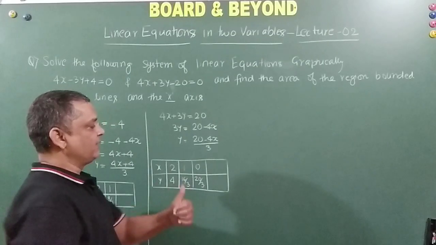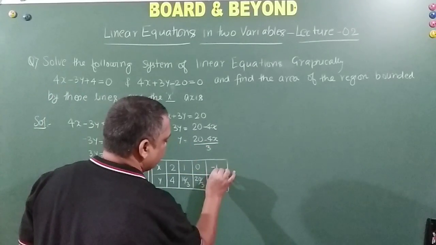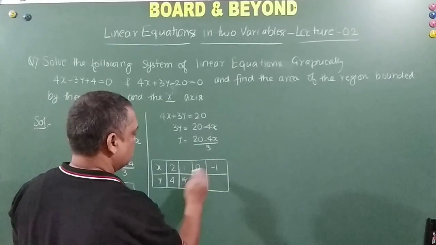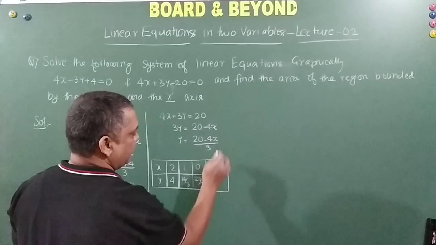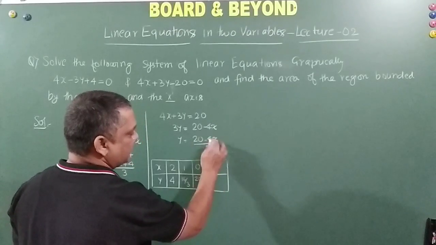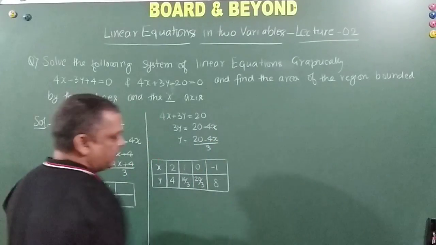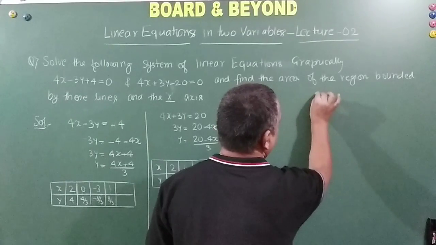Now I'll take one negative value. Let us say x is equal to minus 1. If x becomes minus 1, this becomes 20 plus 4, that is 24, divided by 3 is nothing but 8. Right, friends? So with these two sets of information, we will plot the graph here.